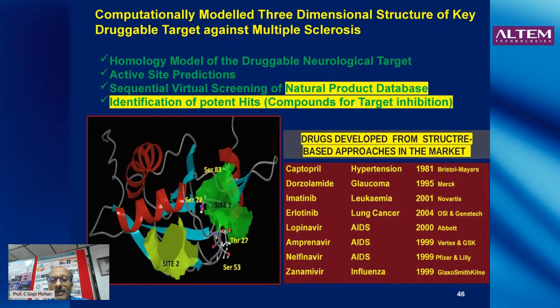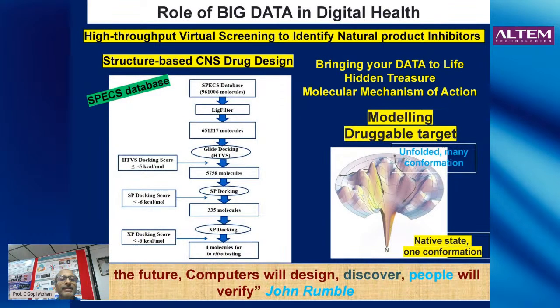There are many drugs coming with respect to structure-based drug design. This is the workflow with respect to the Specs database, as some of you may know, all naturally occurring compounds. We took around 961,000 molecules and did virtual screening using docking as well as filters. Finally, four molecules were retrieved for in vitro testing. So this is the power of virtual screening from 961,000.